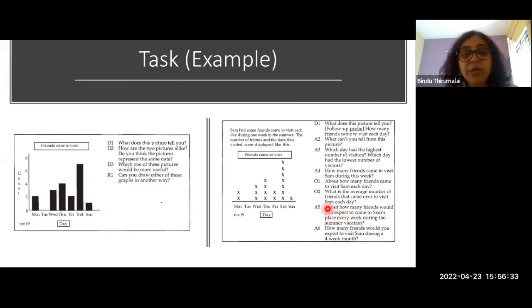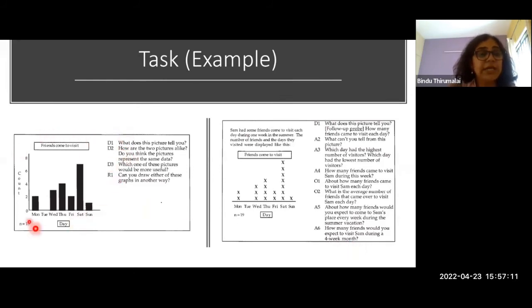Similarly, a question like this: how many friends would you expect to come to Sam's place every week during the summer vacation? How many friends would you expect to visit Sam during a 4-week month? Right? So this is more about taking the data and looking beyond, extrapolating information from the data.